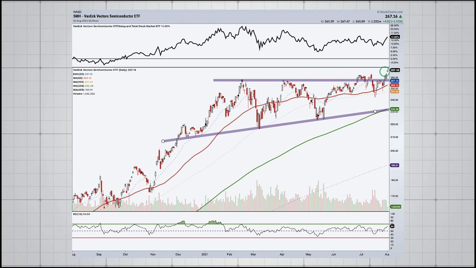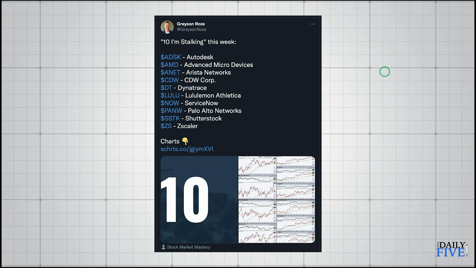Clearly, a lot of buying pressure going on here in semiconductors, and I love to see that. Now, we're going to move on a little bit to our final chart.